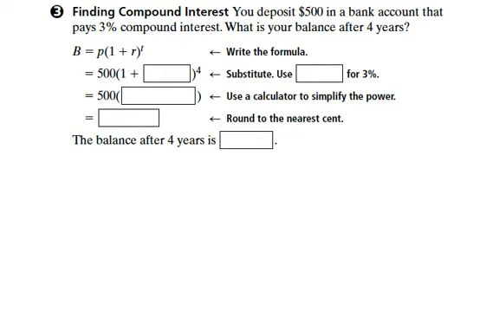Example 3, finding compound interest. You deposit $500 in a bank account that pays 3% compound interest. What is your balance after 4 years? We'll have to use a different formula because we're trying to find the balance and this is compound interest. So we use B equals P times the quantity R plus 1 to the T power.